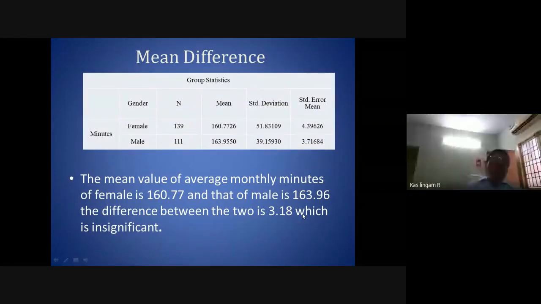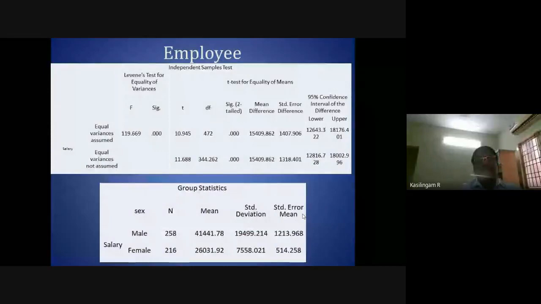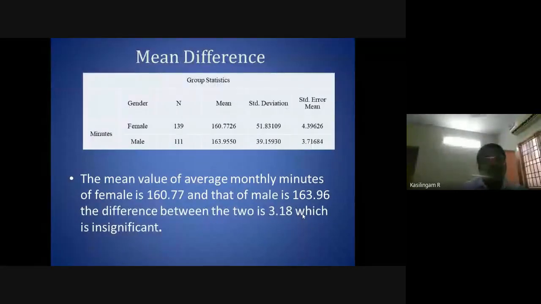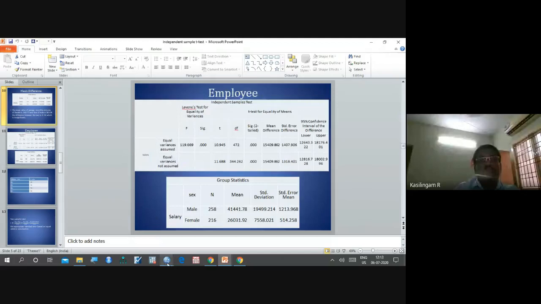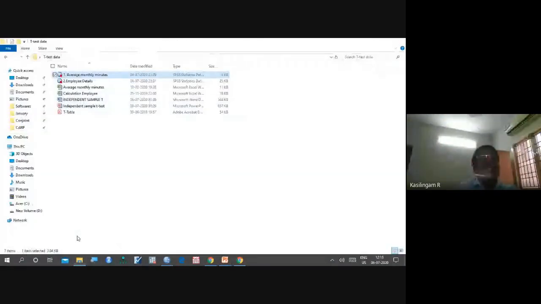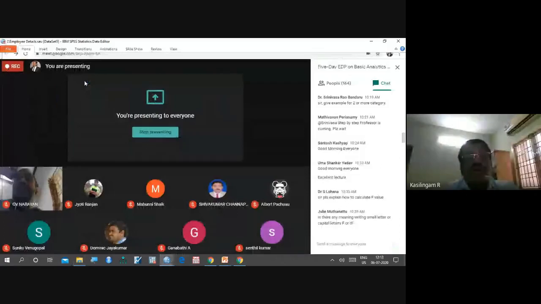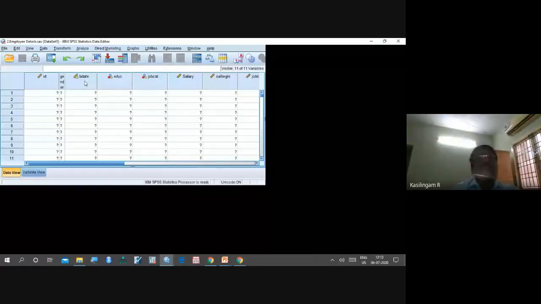Okay. So this is the independent sample t-test. Now clear? I will take one more example also. Now, the second data set I am going to take. What is the data set? Employee detail. Same employee detail, whichever I have taken for the ANOVA.